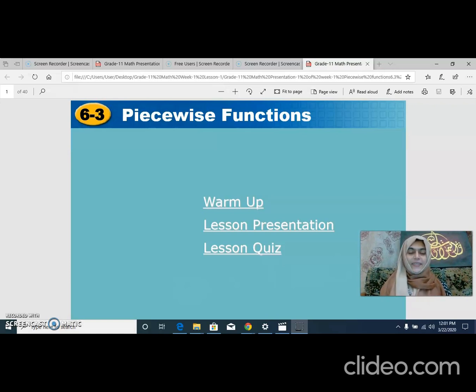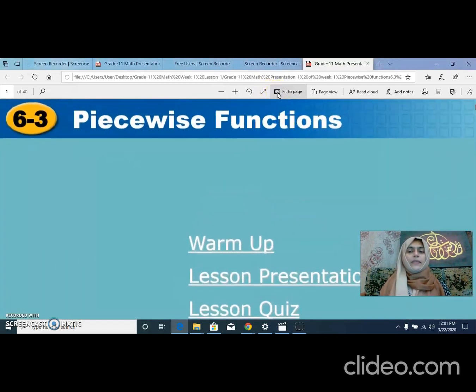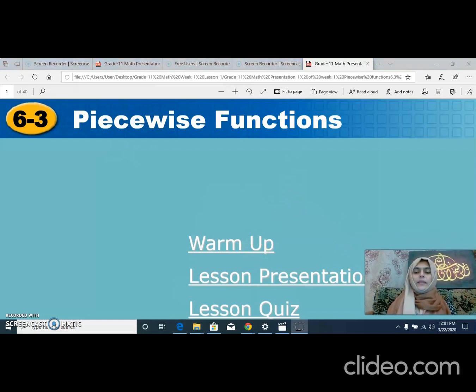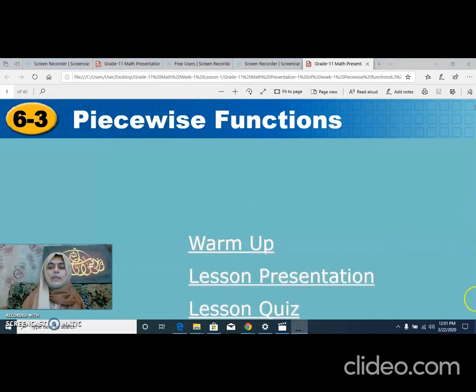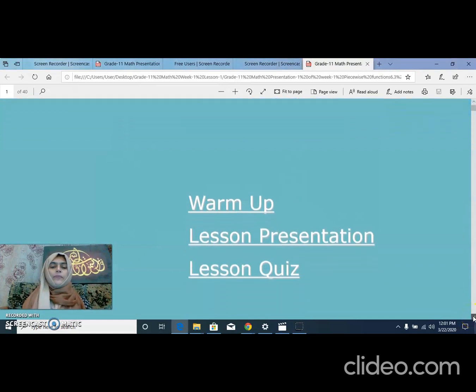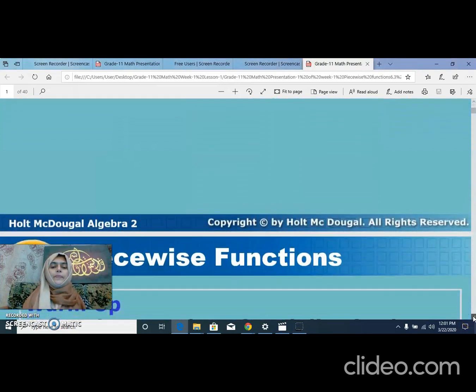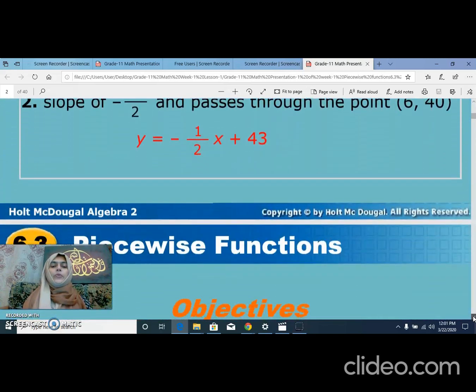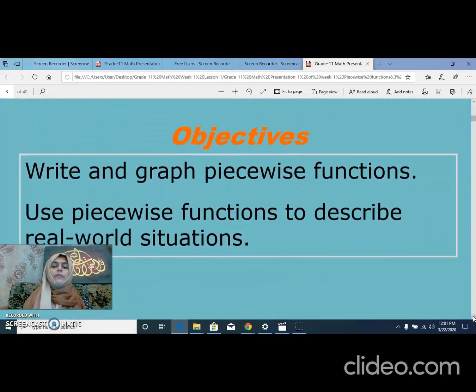Bismillahirrahmanirrahim. Our lesson is 6.3. It reads Piecewise Function. We will see what this means. You can see the lesson objectives if you scroll down your PPT. For Piecewise Function, we have two different objectives. First of all, we will write the piecewise function.